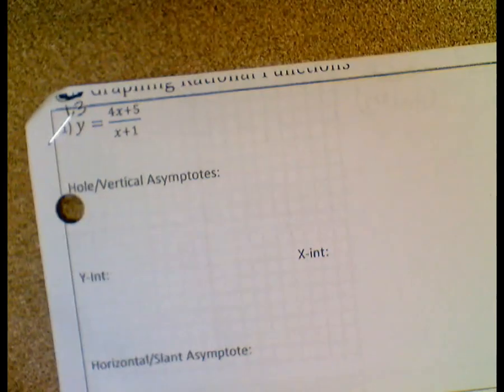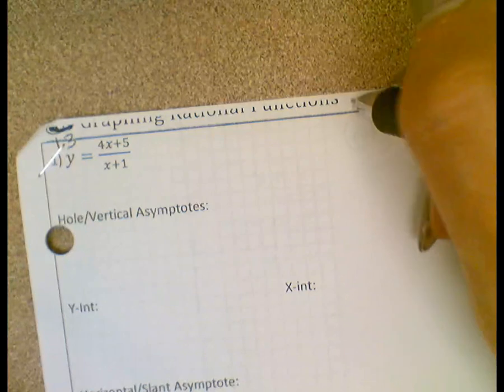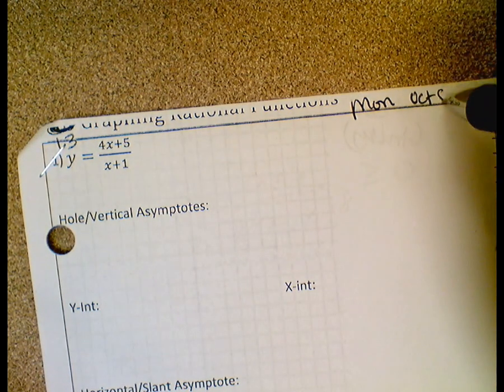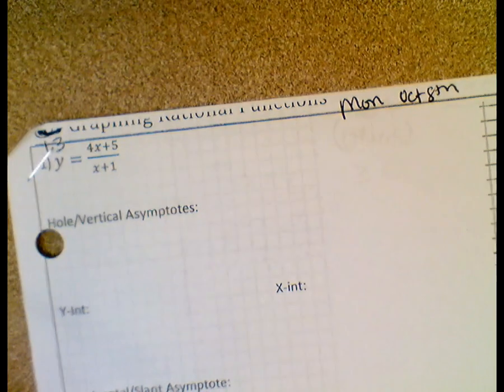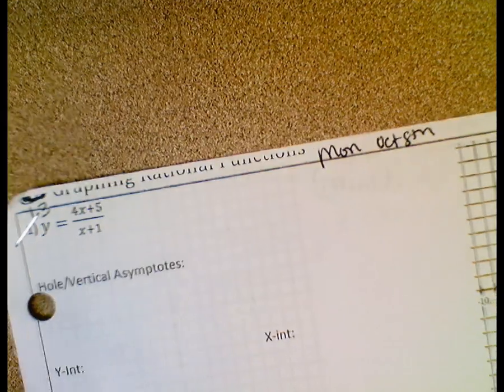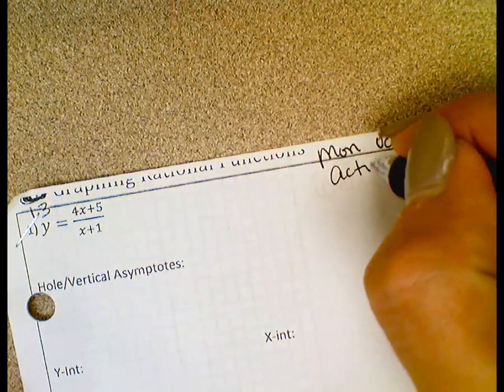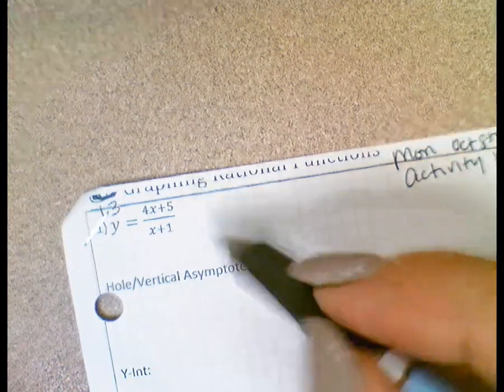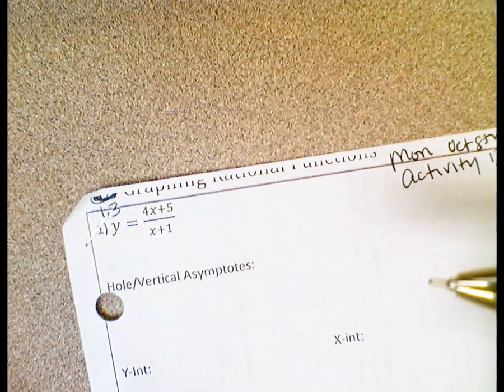Okay, here's the worksheet from today. This is Monday, October 8th. Okay, so this is graphing rational expressions. This is activity 13, review. Okay, so the first one says (4x + 5) over (x + 1).